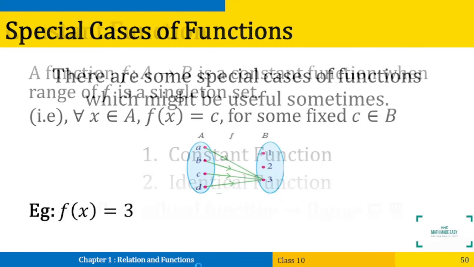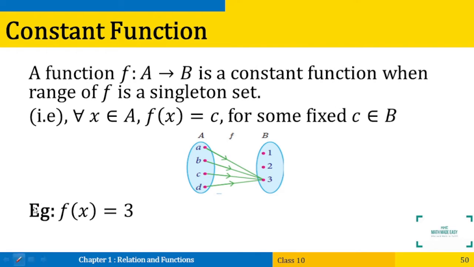So what do we mean by constant function? Let me just tell you the definition. Let a function be f mapping from the set A to set B, and this function is called a constant function whenever the range is a singleton set. That is, for all x belonging to the domain, whatever element you take from the domain and plug into the function, you get a constant c. And this c lies in the codomain B.